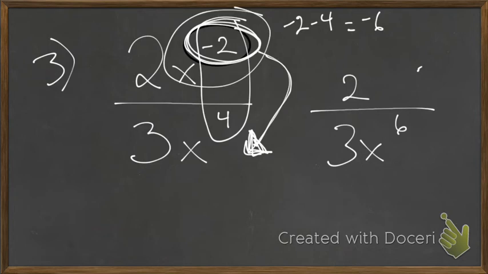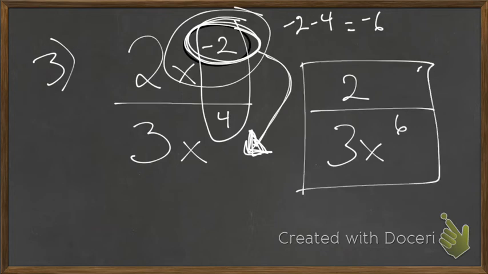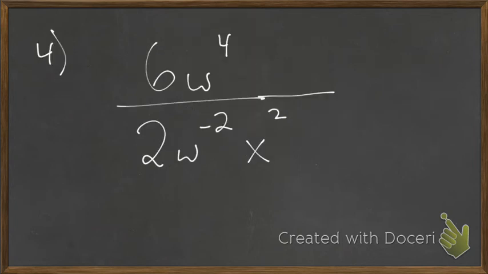Or you can say, I know I can do the subtraction with my exponents. -2 minus 4 is -6. To get my -6 to be positive, I got to throw it downstairs anyway. It's up to you, however you want to think about it. All right, last one, and it's a doozy. Let's get organized.